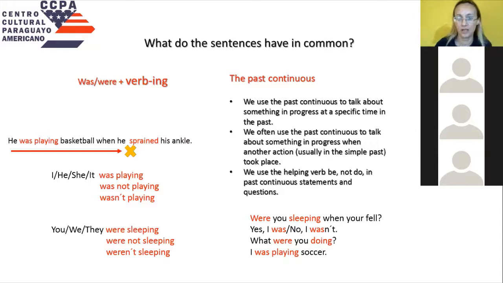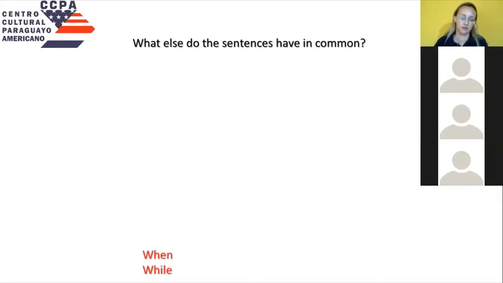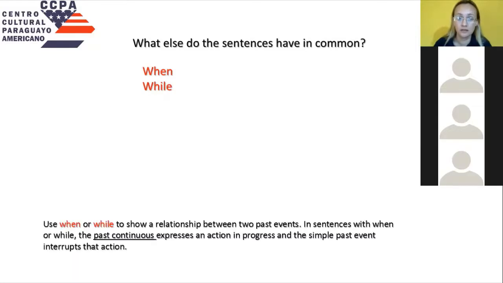And here we have the questions. Were you sleeping when you fell? That is a yes/no question. Yes, I was. No, I wasn't. And a WH question, what were you doing? I was playing soccer. The other thing that the past continuous has is when and while.